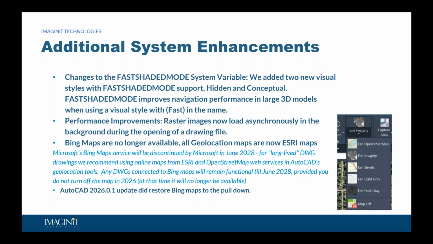This is a Microsoft decision, not an Autodesk decision. So if you do not have the AutoCAD update, if you turn off a Bing map and go back to turn it on, the Bing map option has disappeared and you only see Esri. Once you've applied the 2026.0.1, that does come back. For now, there is no guarantee that 27 or 28 or the next version of AutoCAD will have the ability to go back to Bing if you're using those.